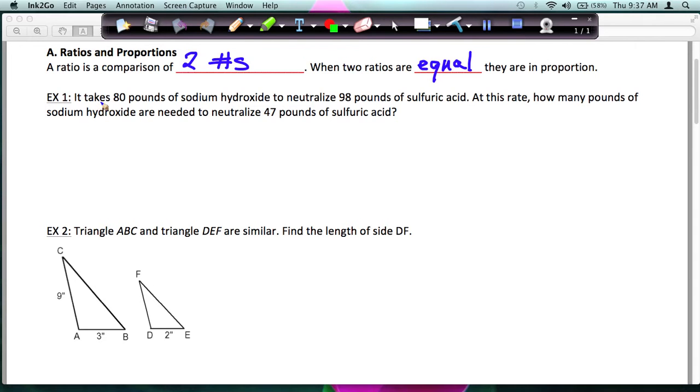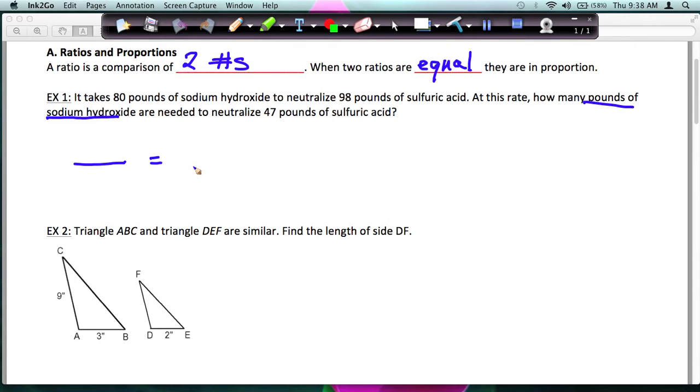It says it takes 80 pounds of sodium hydroxide to neutralize 98 pounds of sulfuric acid. At this rate, how many pounds of sodium hydroxide are needed to neutralize 47 pounds of sulfuric acid? So this is what we're solving for. All you have to do when you're setting up a proportion is make sure you put like things together, and there are many different ways to set this up.